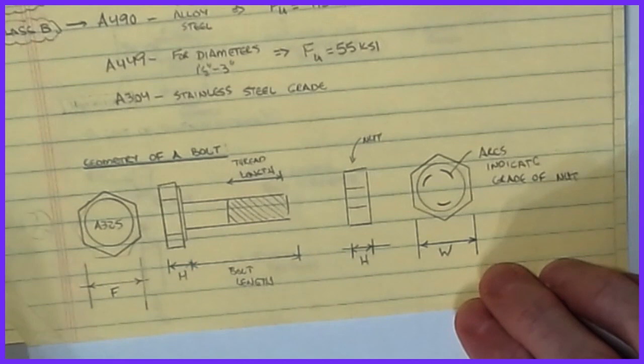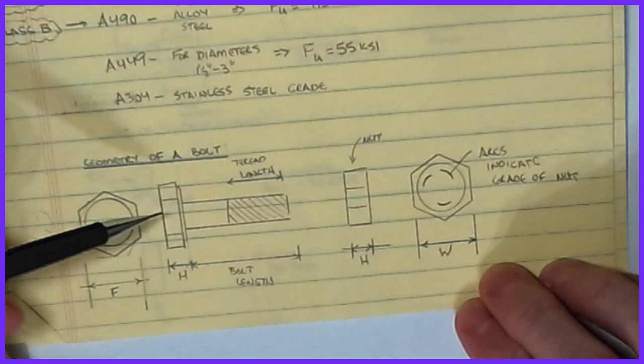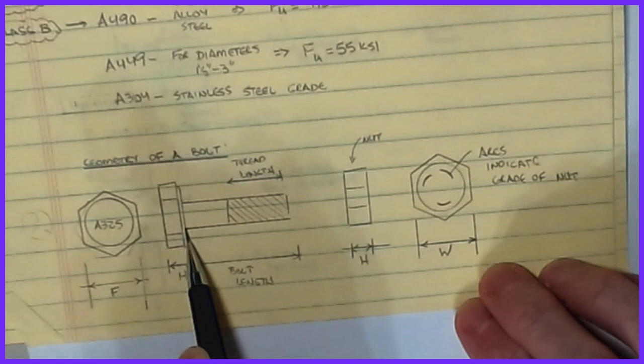And so that's our head. What happens is we put the head of the bolt, and then our plates come in, say, there. Maybe I have a washer, maybe I don't. But then there is what we call the bolt length, which goes from the bottom of the head all the way out to the end.